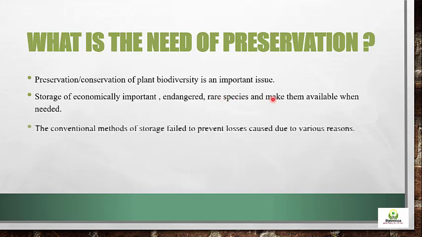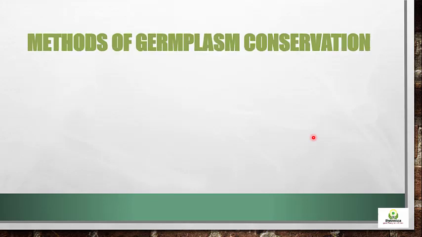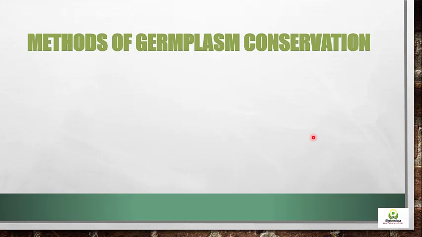So the conventional methods of storage, for example, there are methods which are used to store seeds, seeds of the crops and other species, but those conventional methods have various drawbacks and fail to prevent losses for various reasons. Those storage processes which are followed conventionally or at the domestic level have various drawbacks, and those drawbacks are now overcome by using in situ and ex situ conservation, by using plant tissue culture or some other way.